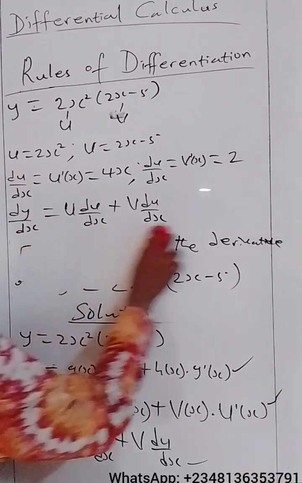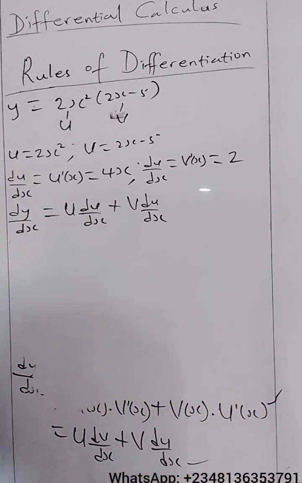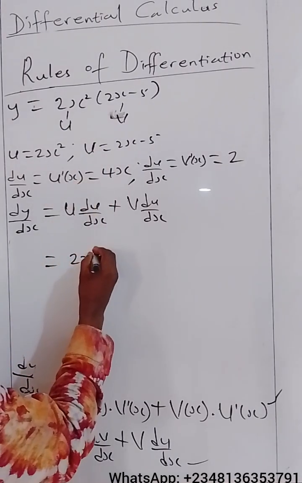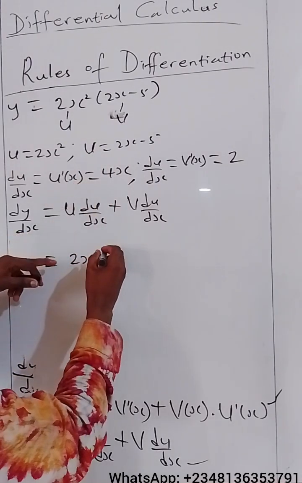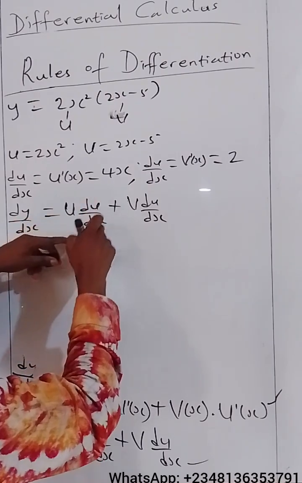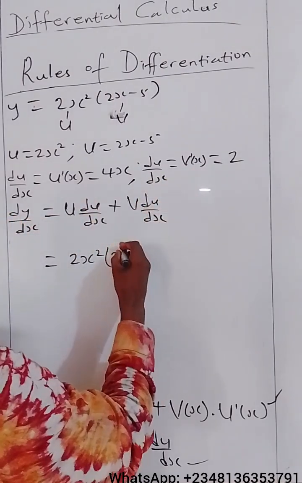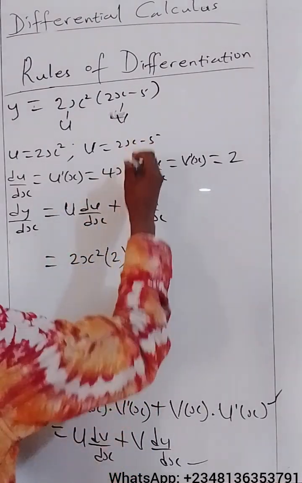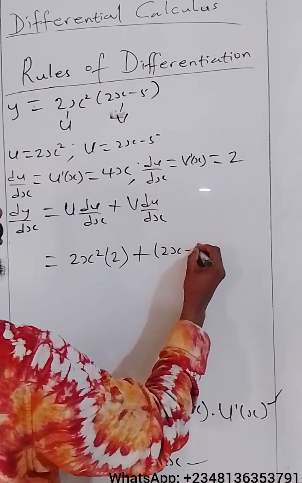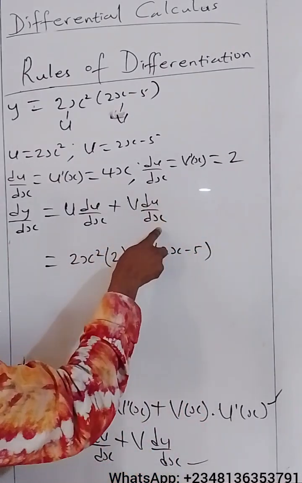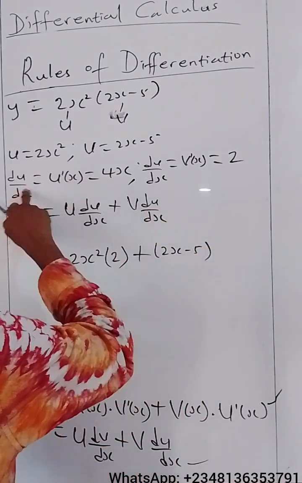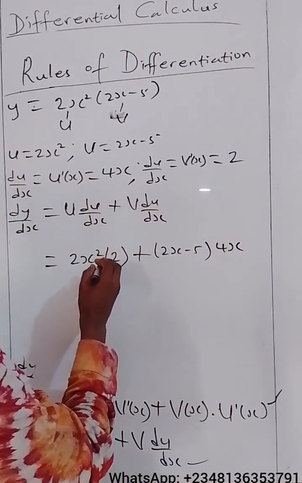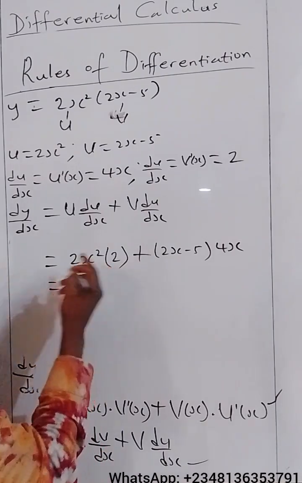So I will still clean this. Now let me substitute. U is simply 2x squared, multiplied by dv/dx. What is dv/dx? It is simply 2. Then plus, what is our v? V in this y is simply 2x minus 5. Then what is du/dx? Our du/dx is simply 4x. Okay? Simply 4x.